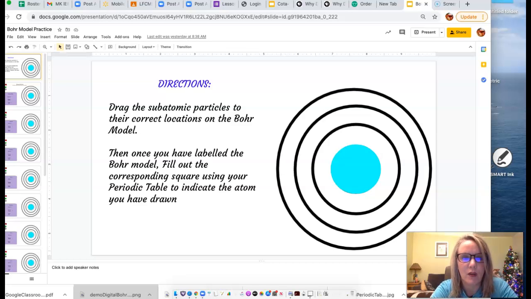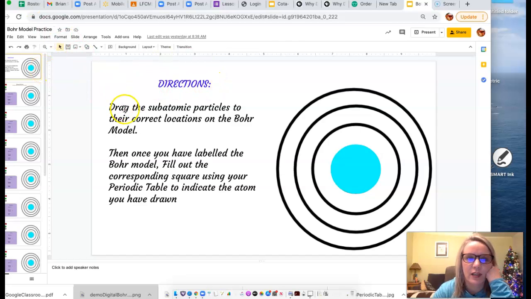Okay, so today we are going to be making Bohr models of atoms, placing their subatomic particles into the correct locations. And if you don't know what I'm talking about, go back and do yesterday's assignment, because that lab walked us through all of this.